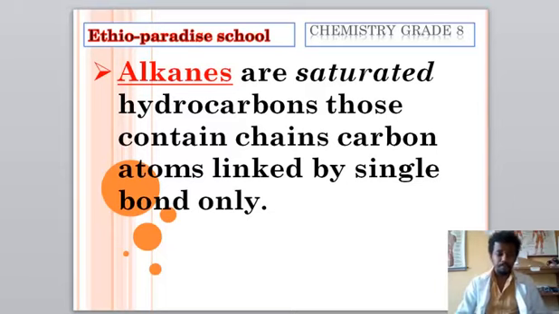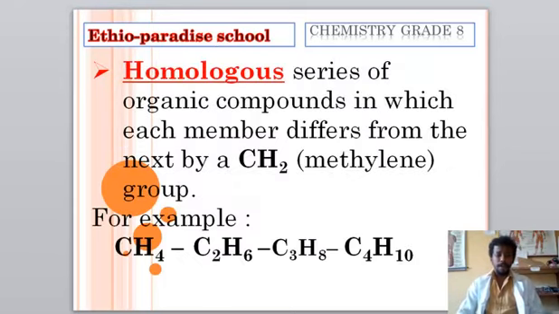Now the next point is homologous series. What do you mean by a homologous series? A homologous series is a series of organic compounds in which each member differs from the next by CH2, or a methylene group. This is called the methylene group.